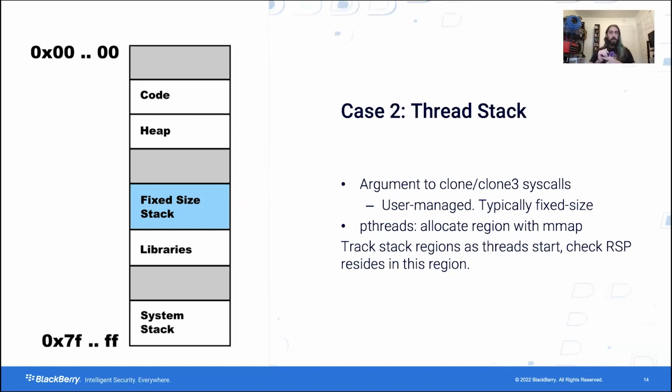So for this case, if we can catch these regions as the threads are started when they're first created, then we can just keep that information in a BPF map to look up later to see whether or not the stack pointer still is in the region of memory it should be in.